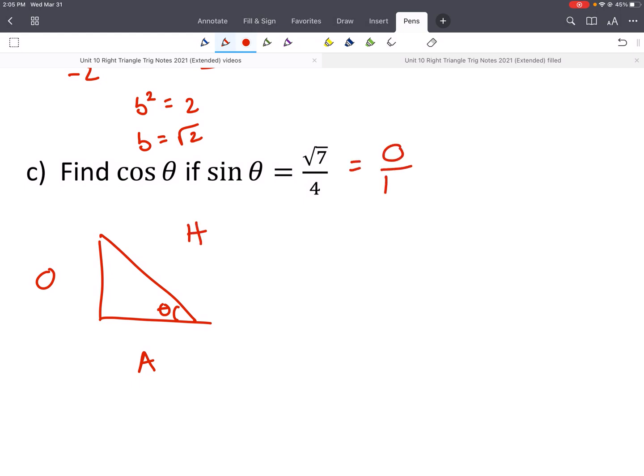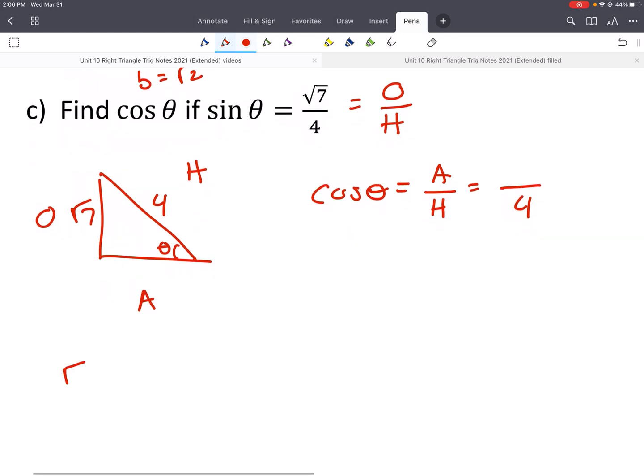Sine is opposite over hypotenuse. That's our SO. So we got square root of 7 and 4. And then we probably need to figure out what the adjacent is. Okay, because cosine is adjacent over hypotenuse. So we know what the hypotenuse is already. We just need to find the adjacent.